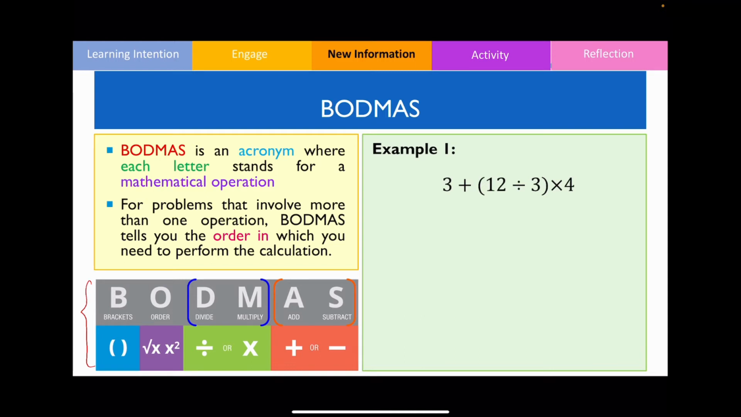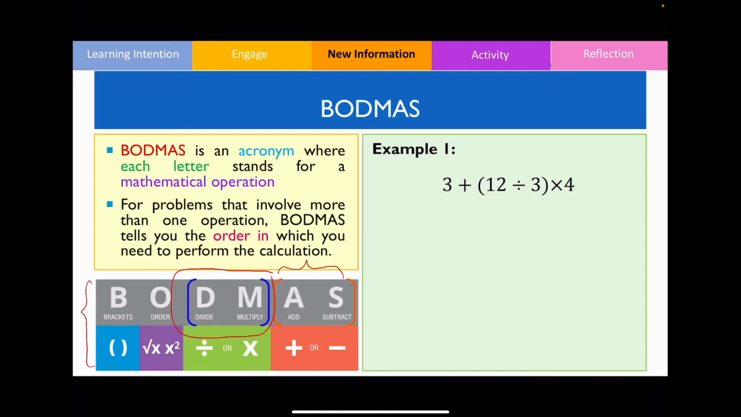So whenever you have a question that only has division and multiplication, it doesn't really matter whether you do the division first or the multiplication first. You can just do the calculations from left to right if it only contains multiplication and division. Similarly, for any questions that only have addition and subtraction, you can answer the question from left to right as well. So I'm going to go through 2 examples in total, and then I'm going to get you to answer 2 questions on the whiteboard.